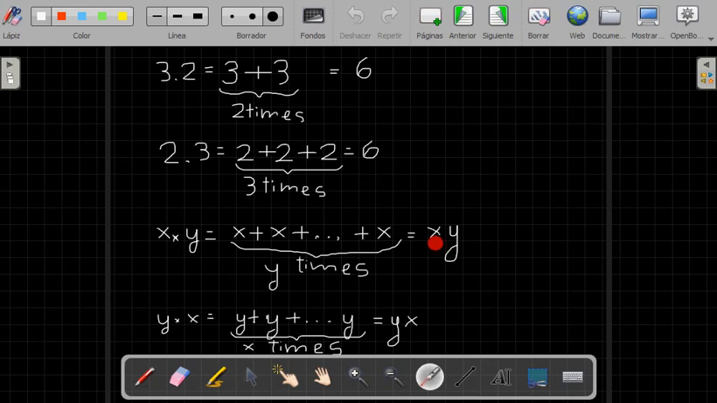Es decir, x por y. Recuerden también, cuando no hay un signo entre dos letras, se asume que se están multiplicando. Lo mismo si lo vemos al revés. Y por x es y sumada un número x de veces. ¿Cuántas veces? No lo sabemos. X no nos está diciendo cuánto vale, ni nos lo van a decir, pero sabemos que vamos a sumar a la y un número x de veces. Y eso va a ser igual a y por x.